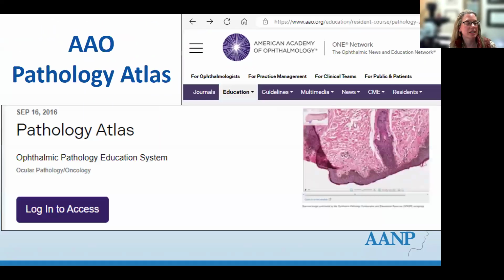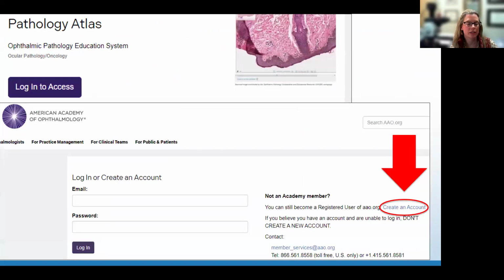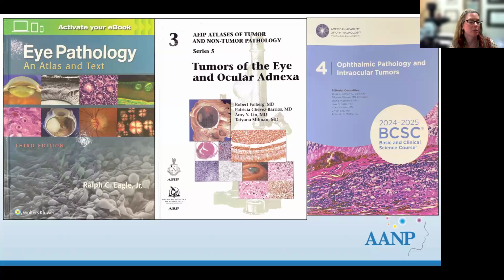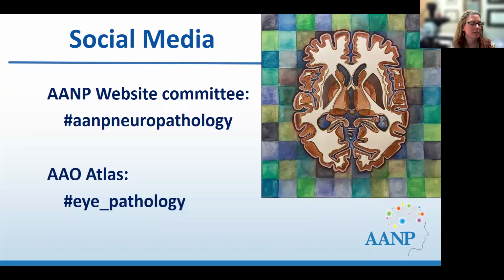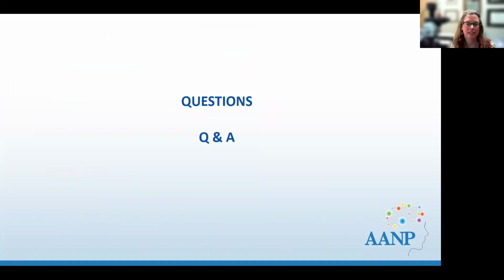Okay, so resources. So I'm part of the Atlas committee. And so if you go to the Pathology Atlas for the AAO and hit log in to access, we have an area where you can create an account and access the online digital slides that are annotated for the Pathology Atlas. It's a great place to learn and to study. These are the books I recommend, and so that will be a part of the presentation. And then look at us on social media, both the AANP site as well as our iPathology for the Atlas. And then that's it.